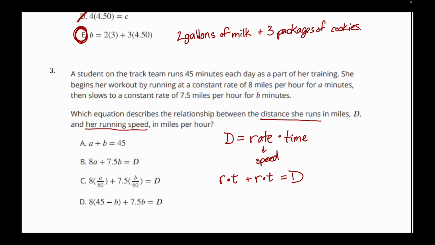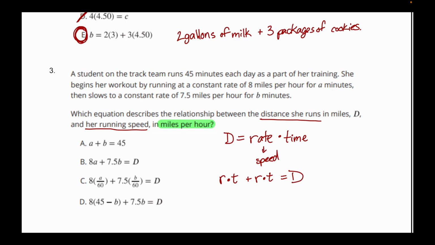And then her other speed is 7.5 for B minutes. Now this is miles per hour. So that is the other tricky part here. Miles per hour. We're using time in terms of minutes, so we actually do need to look at this in hours. And so 1 minute, well, there are 60 minutes in 1 hour.